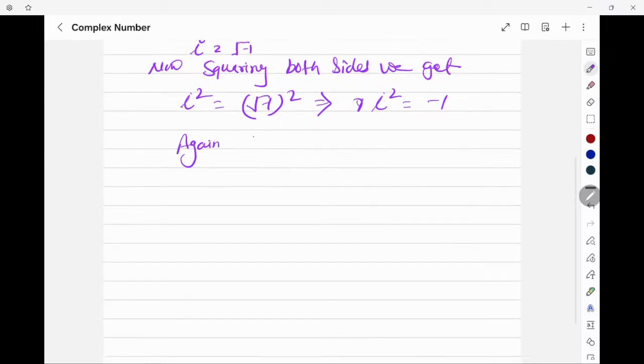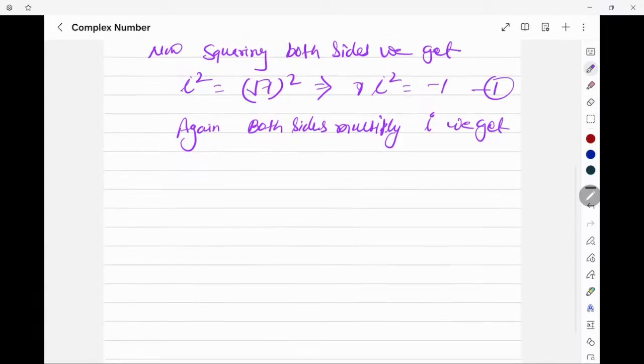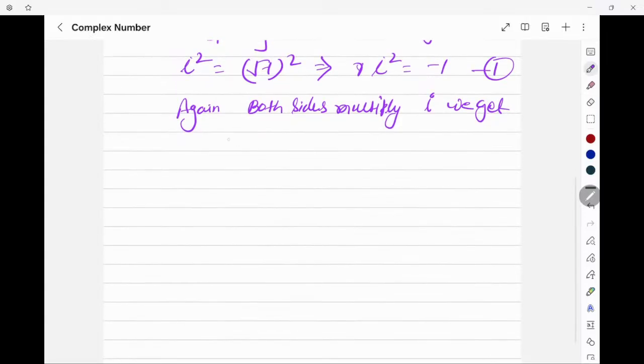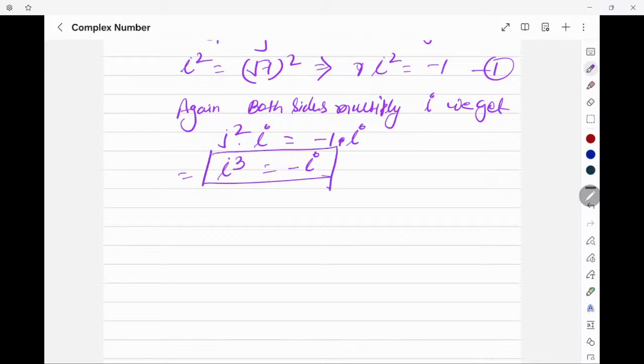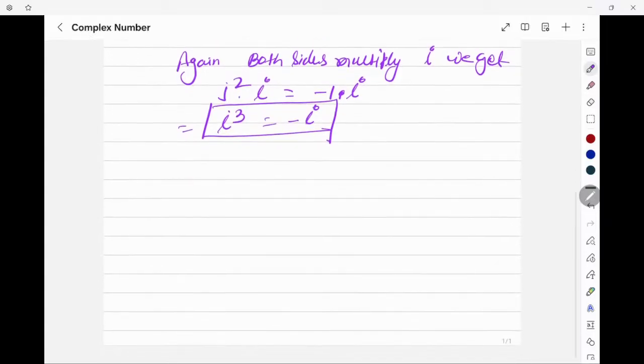Again, multiplying both sides by i, we get i squared times i is equal to minus 1 times i. So i cube is equal to negative i. So the second value is i cube is equal to negative i.